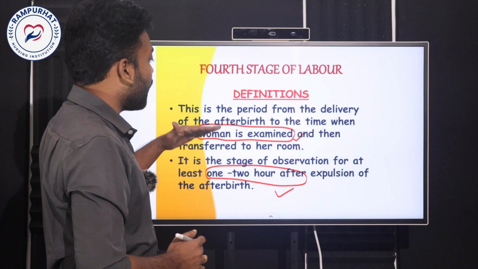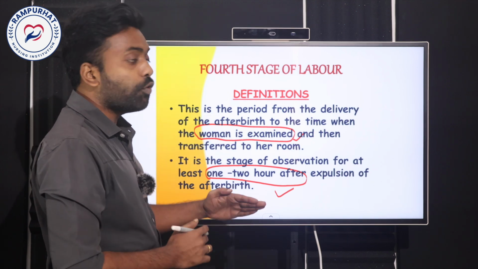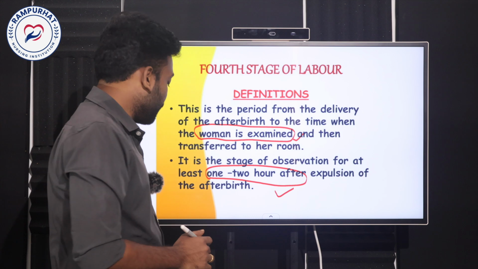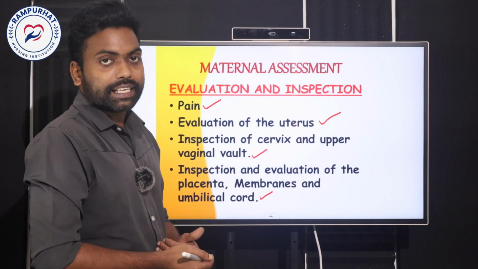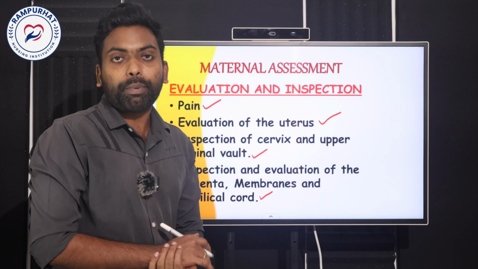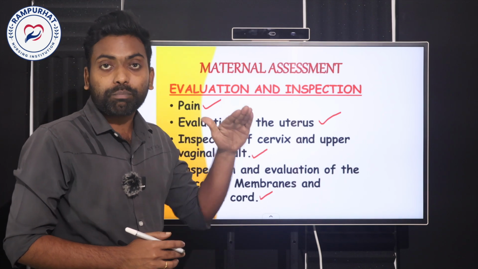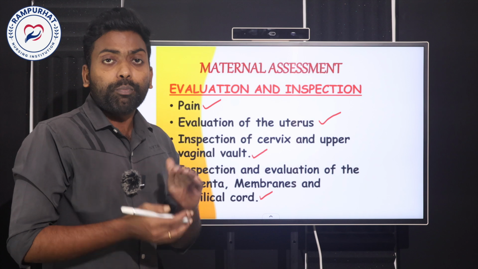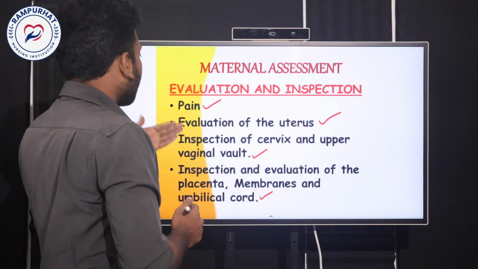Observation and examination of the woman takes place for 1 to 2 hours in the fourth stage of labor. Let's see what things we need to observe. The first one is pain assessment. With the help of a pain scale, we must assess the level of pain, whether it is mild, moderate or severe. Based on the category of pain, we must go for pain management.